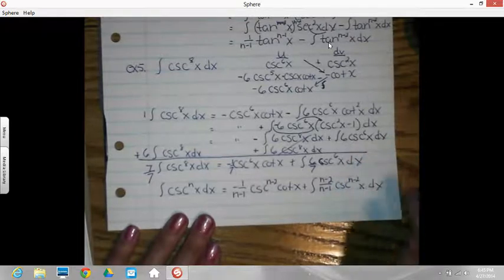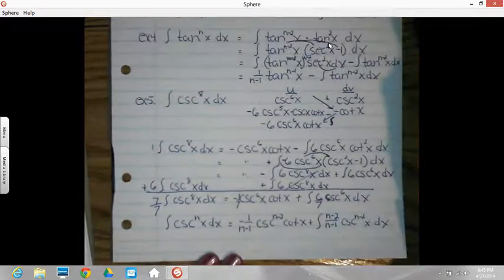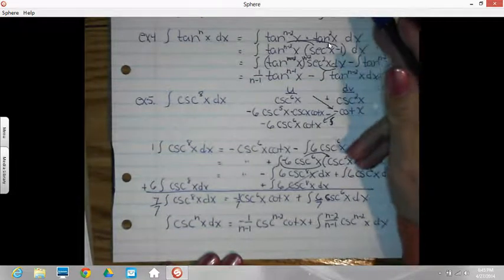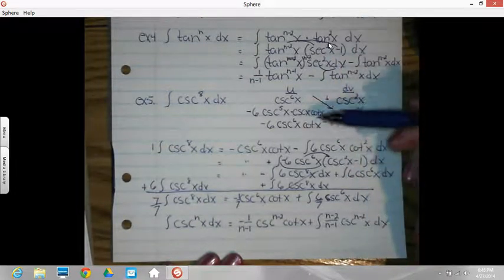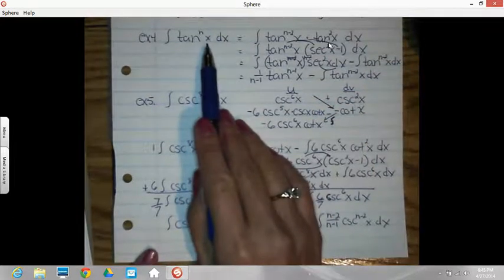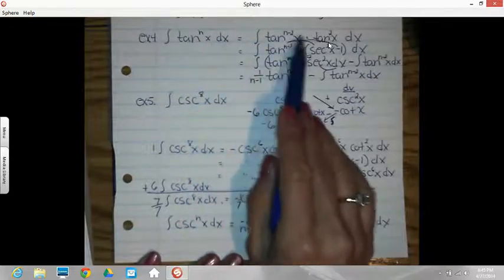So if you look, all 3 of the ones we did today involved using a Pythagorean identity. 2 of them worked with integration by parts, and the tangent was the only one that did not. So don't expect cotangent to use integration by parts either.